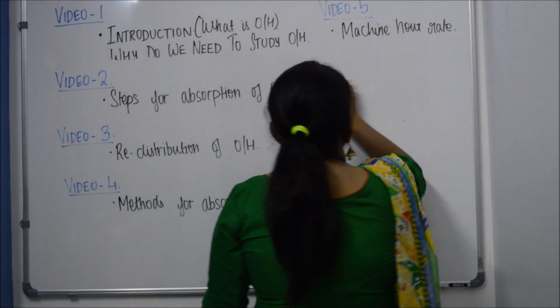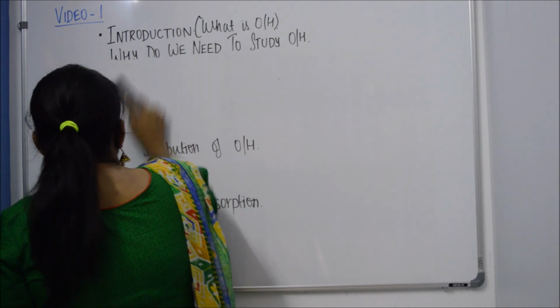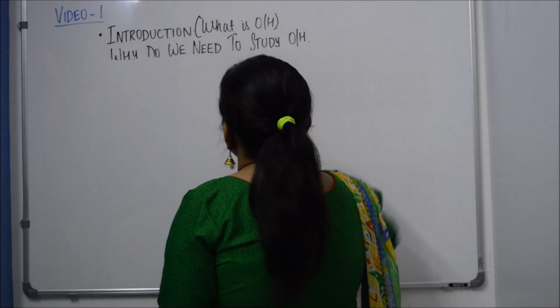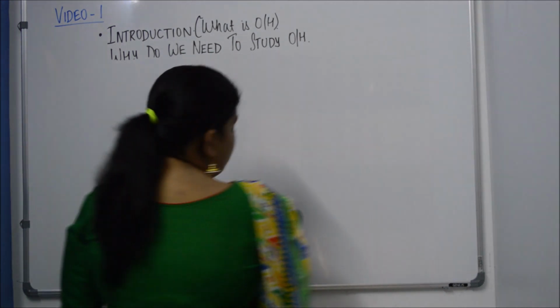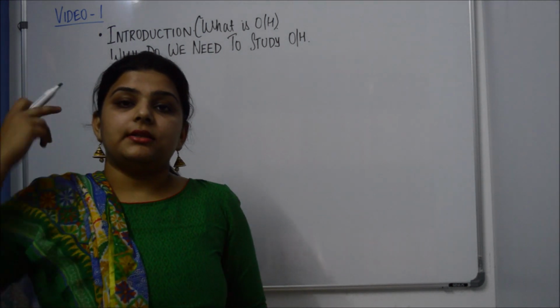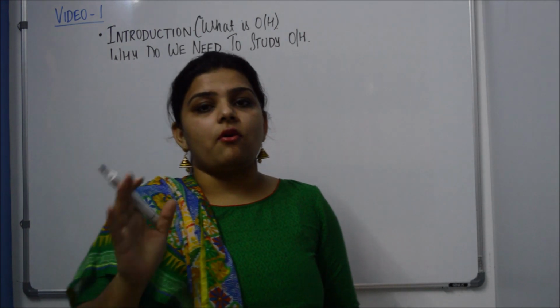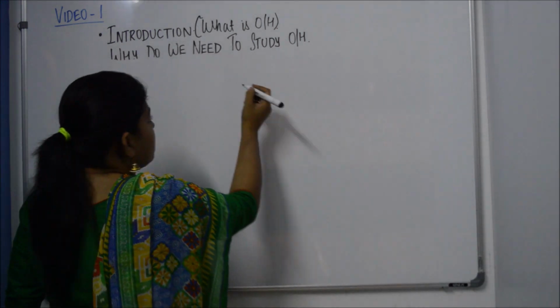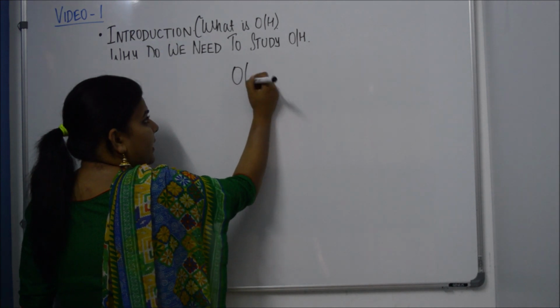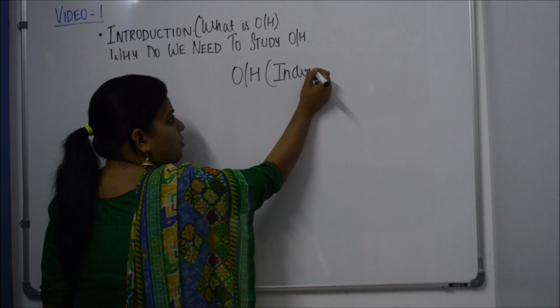Now let us start focus on video number 1, that is introduction and why do we need overheads. What do we understand by overheads? Overheads is nothing but the indirect cost of any organization. So I would say overheads is the indirect cost.